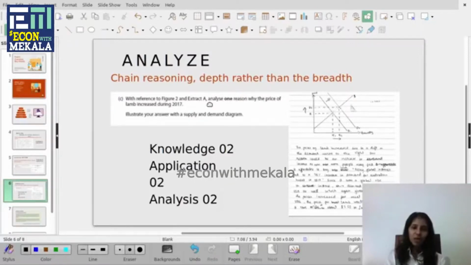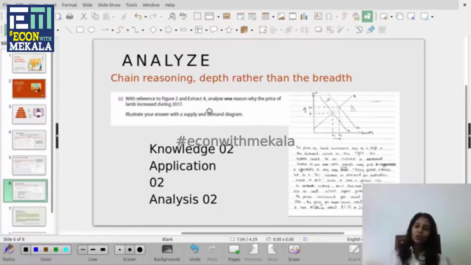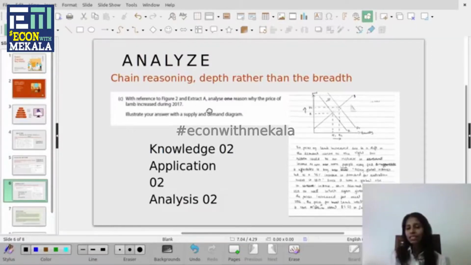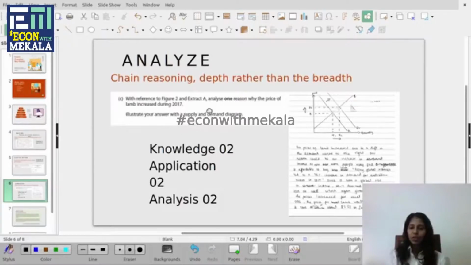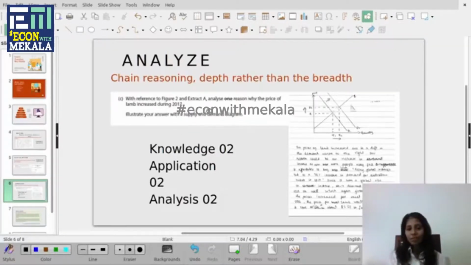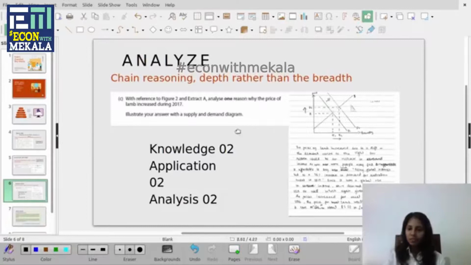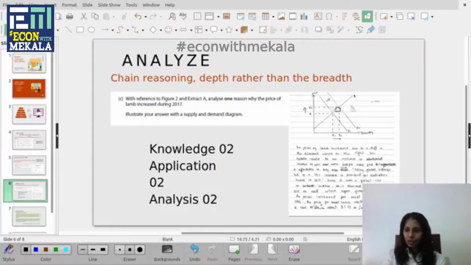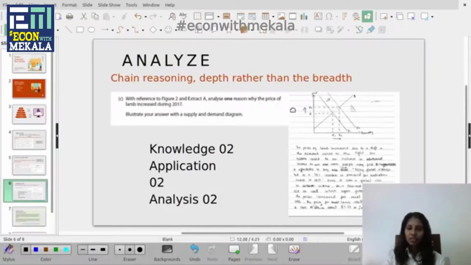Because this question is about analyzing one reason why the price of lamp increased during 2017. So you are going to tell why the price of lamp has increased during 2017. For that they are asking you to draw a diagram. Definitely they are asking for a demand and supply diagram. So if you know how to draw this demand and supply diagram, you will get marks for that. And this student has shifted the demand curve to the right side. As a result, there is a new equilibrium here and the prices have gone up. Quantities have also increased. He has indicated this with arrows.